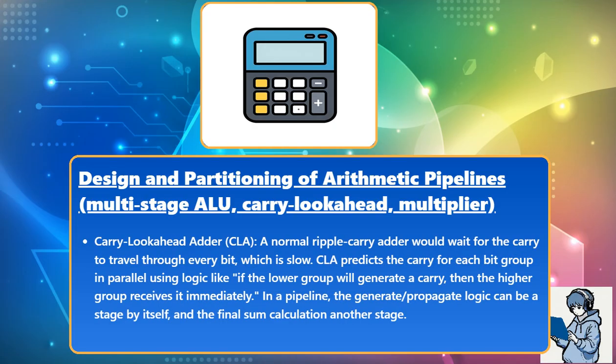Carry look-ahead adder, CLA. A normal ripple carry adder would wait for the carry to travel through every bit, which is slow. CLA predicts the carry for each bit group in parallel using logic, like if the lower group will generate a carry, then the higher group receives it immediately. In a pipeline, the generate-propagate logic can be a stage by itself, and the final sum calculation another stage.